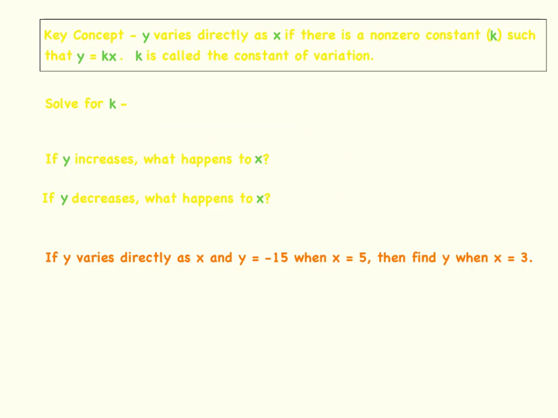Now to help us understand this, we're going to solve this equation of y equals k times x for k. So we start out with y equals k times x. And what would you do if you want to solve for k? Well, you would need to divide each side of the equation by x. And in doing so, our x's cancel out and we are left with k equals y divided by x.